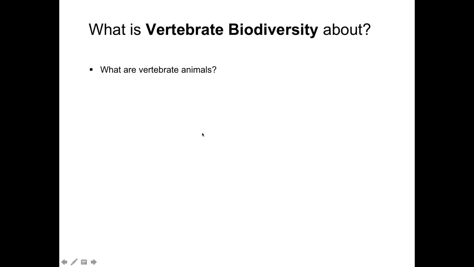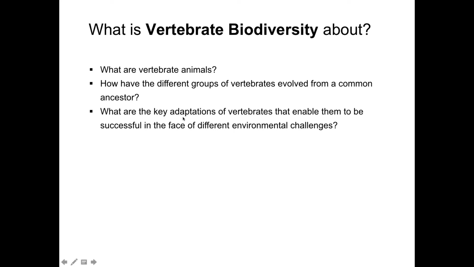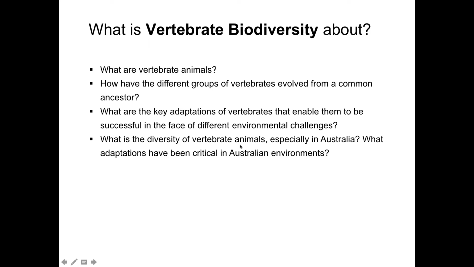So what's this unit about? First of all, we will define what vertebrate animals are and look at where they've come from. The unit follows different groups of vertebrates and looks at the main organ systems, and asks how they have evolved to solve the challenge of living in different environments over time by natural selection. What are the key adaptations of vertebrates that enable them to be successful in the face of different environmental challenges? So this unit really takes the perspective of surviving in different environments, and what the animals have evolved that helps them to solve those challenges.